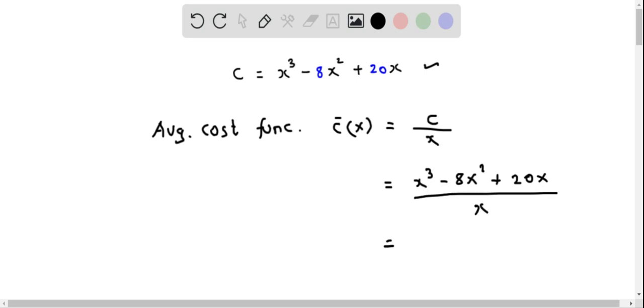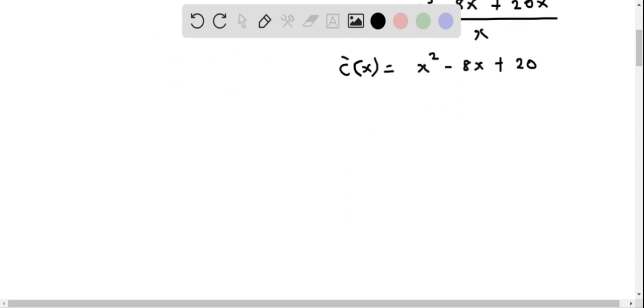So we divide each of the terms in the numerator by x, and doing so we get x cubed divided by x is x squared, and then the second term is negative 8x squared divided by x is negative 8x, plus the third term is 20x divided by x is 20. And so this represents the average cost function. Now we should find the production level at which the average cost is minimum.